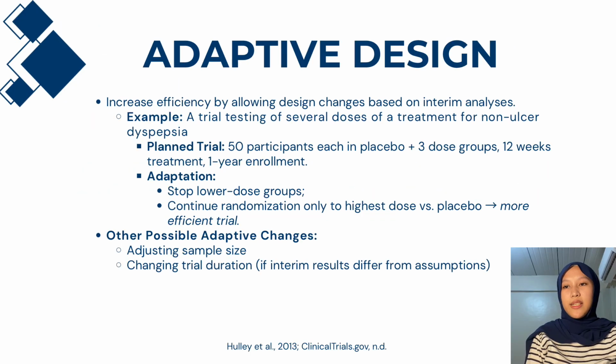So next, we have the adaptive trial designs, which differ from traditional fixed protocols by allowing pre-planned modifications based on interim results. So for instance, in a study testing 3 doses of a new treatment for non-ulcer dyspepsia, if early findings show that only the highest dose is effective, the lower dose groups can be stopped early while continuing with the most promising dose and placebo. So these adaptations may involve changing sample size, duration, or treatment arms depending on interim data.